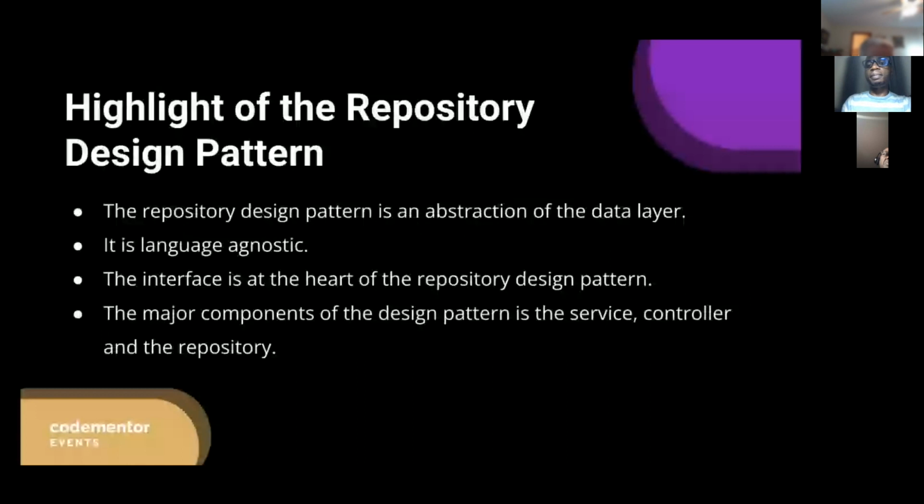The major components of this design pattern are the service, the controller, and the repository. The repository is the interface, while we have services that house the business logic, and then the controller takes care of presentation of data and formatting of our response. So the controller is in charge of validation. Once you get your requests, those requests are validated. You pass them to the interface, to the implementation, and you get your response back. You can format that response as much as you want. All right.